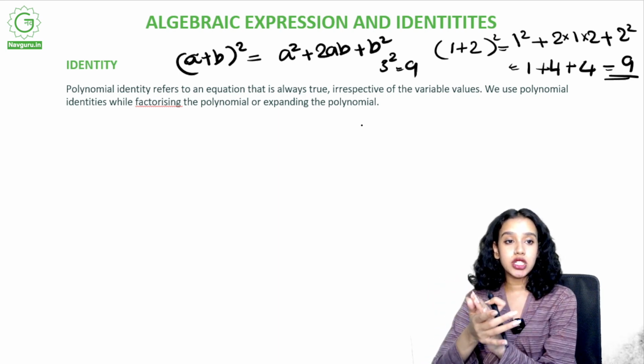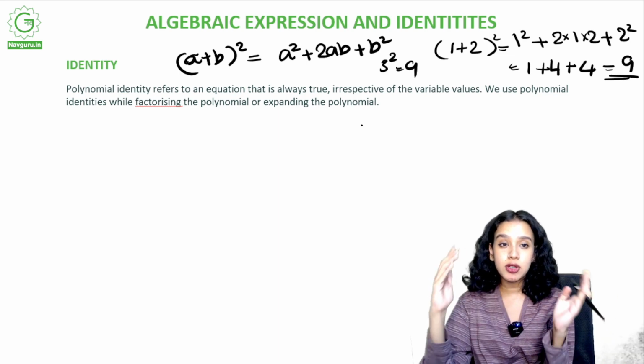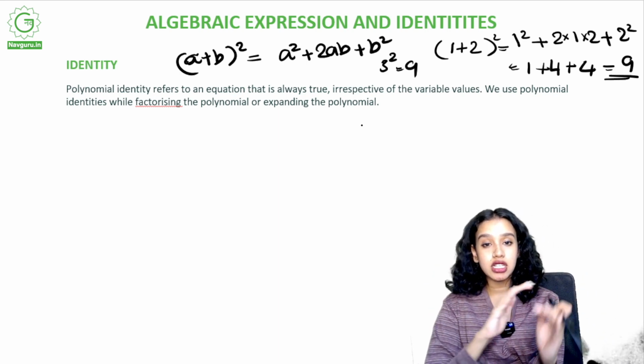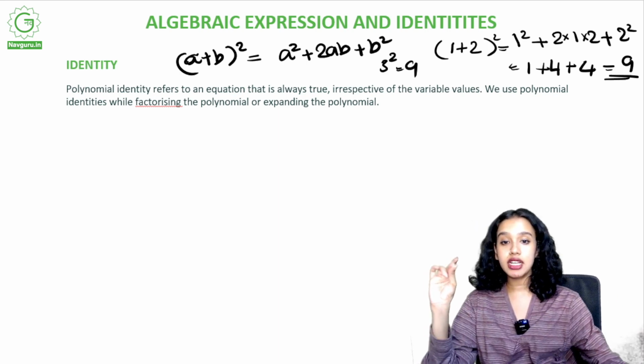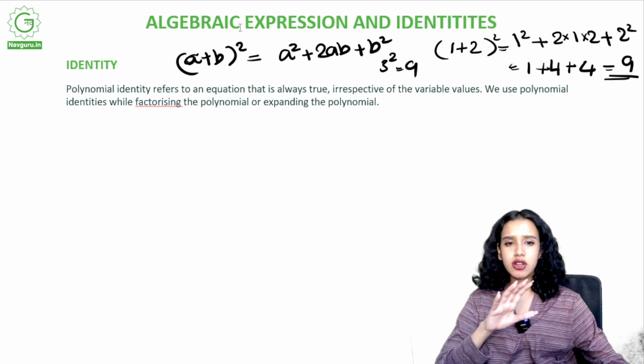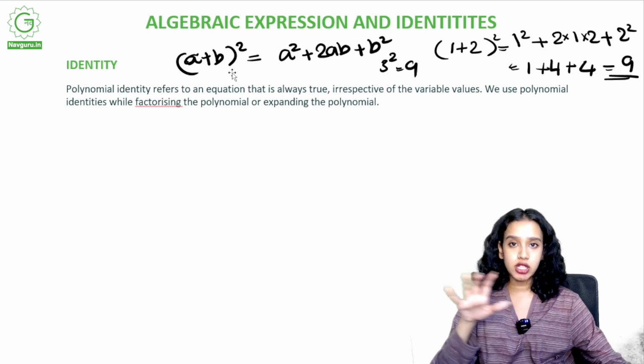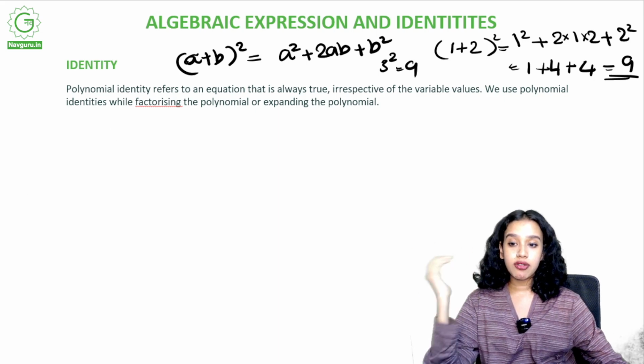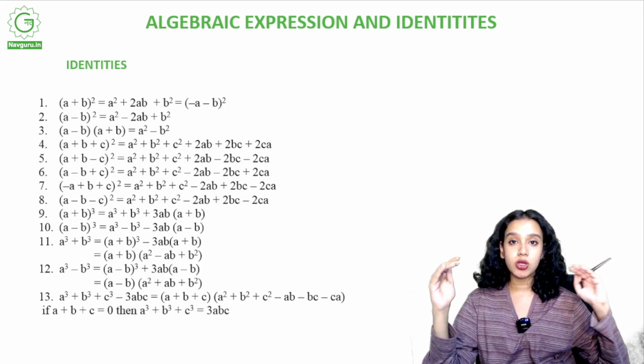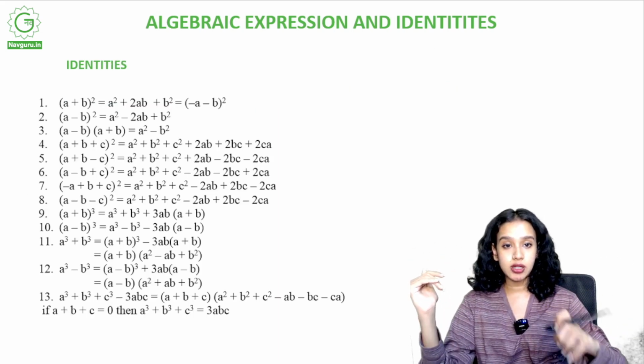With small numbers, we could actually find the squares directly, but when it comes to larger numbers, this method is very useful to solve, right? These kinds of things are called identities in an algebraic equation. Now, let's look into the different identities which we use for solving problems in algebraic equations.